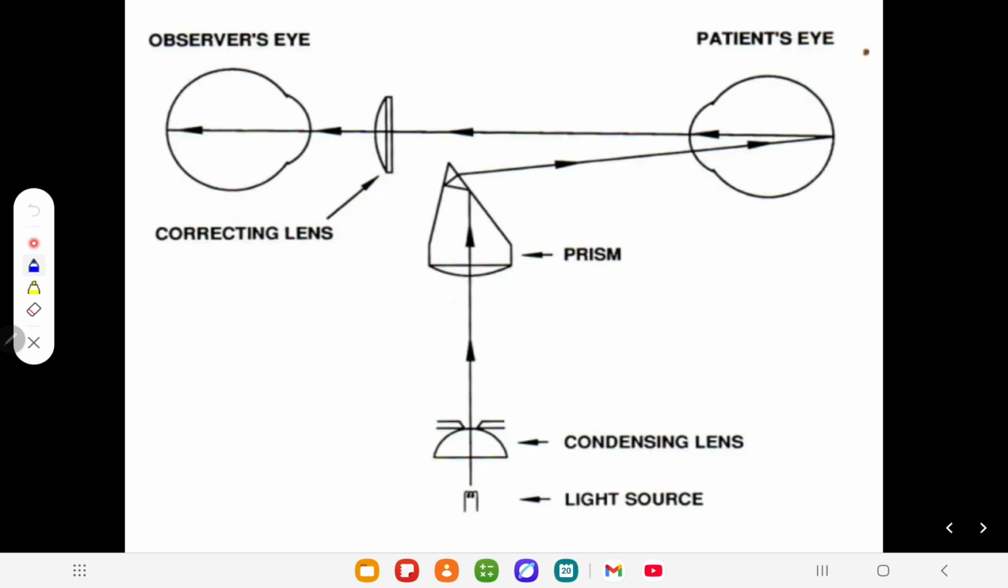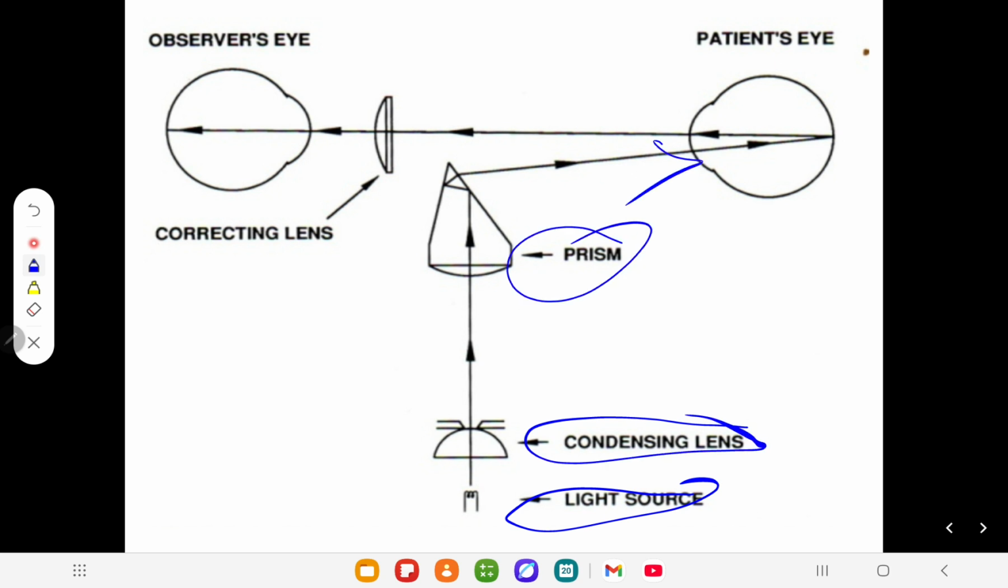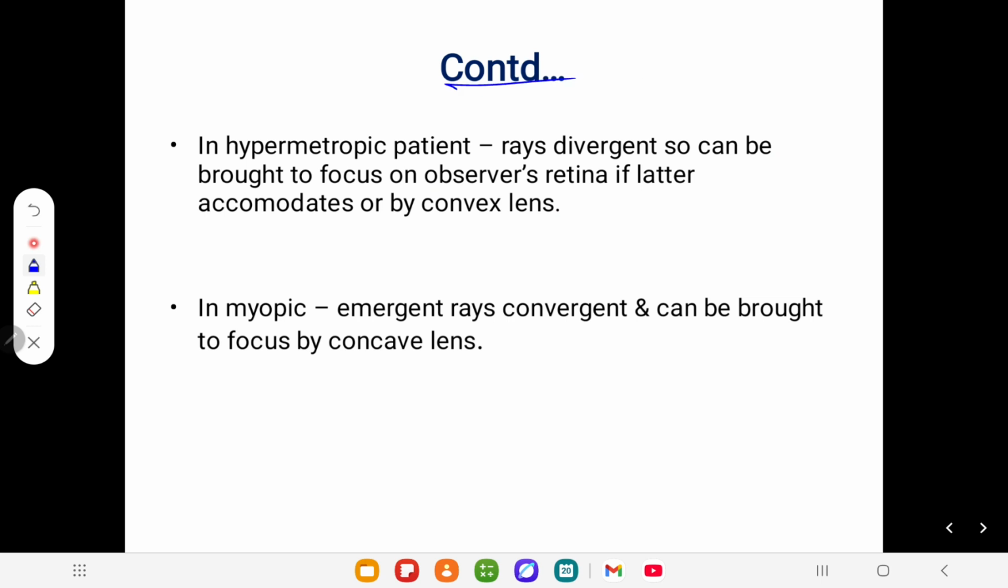So this is the basic system. The light from the condensing lens and from the prism passes to the patient's eye, and is reflected by the retina, and now it works as the object. The light coming from that object comes to a correcting lens and then to the observer's eye, the optometrist or ophthalmologist's eye, isn't it? So in hyperopia, the patient's rays are divergent, so they can be brought to focus by the observer.